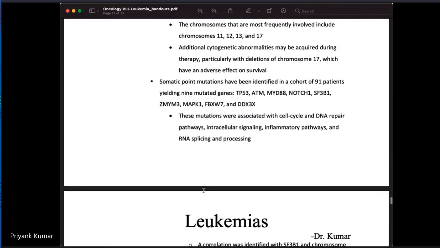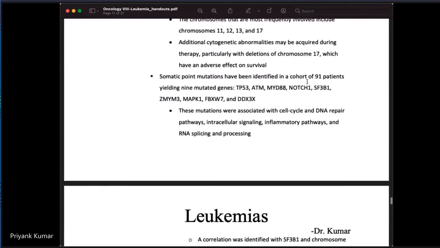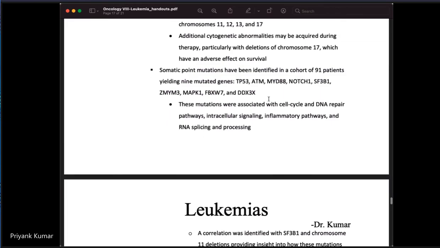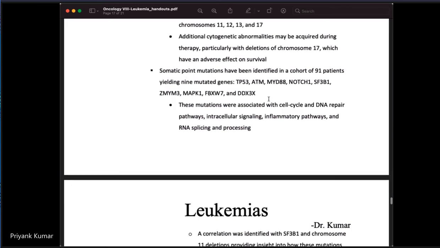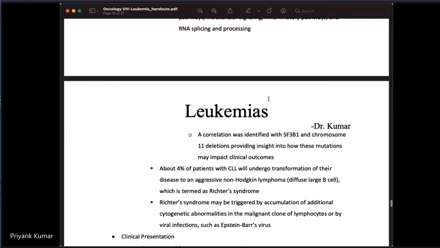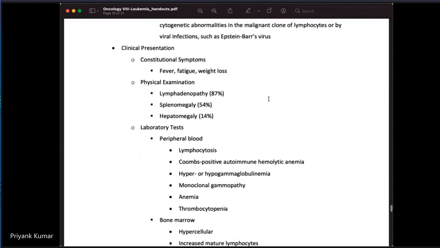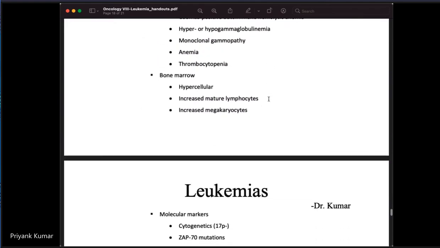All right. Now, somatic mutations are also important. For example, TP53, ATM, all these. As long as you know the genes, you should be fine. Okay. I will not test you on the function of these genes. And then go over the clinical presentation.